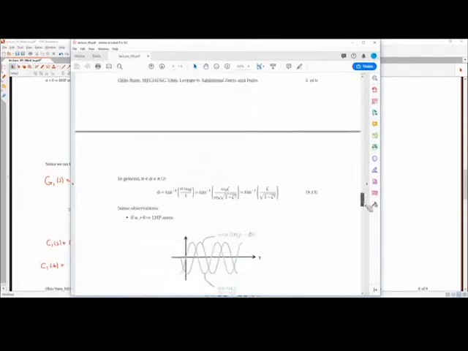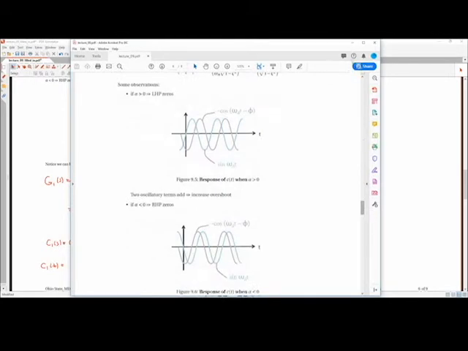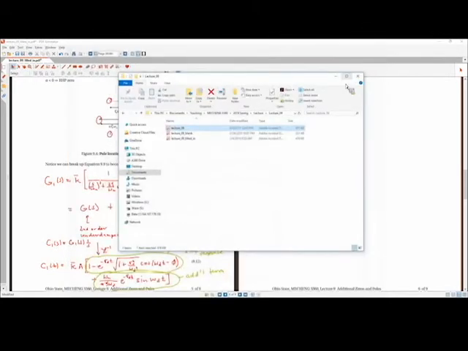Okay, so the notes go through two different cases, and it's looking at basically interacting cosine and sine waves. The main thing to point out here, and it goes through this in more detail, is the signs on these terms. Okay, so let's talk about that.